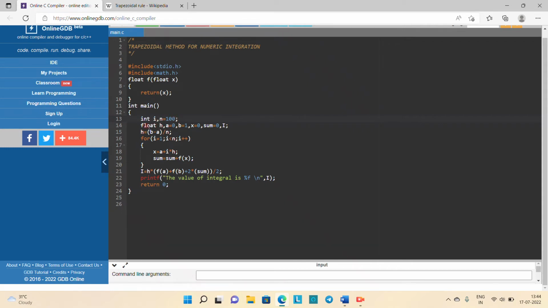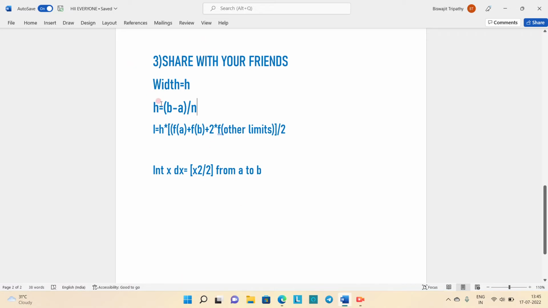Then we have taken float. In the floating type, we have taken h, the width. Then the lower limit a, let's say a equal to 0. The upper limit b, let's say b equal to 1. And for the calculation, we need x and sum. So let's see the formula. What do we need to get the output of the formula?